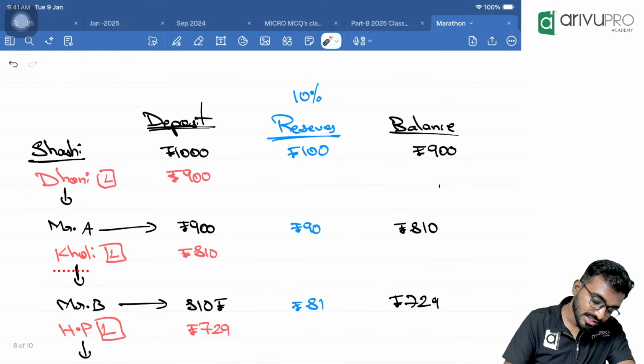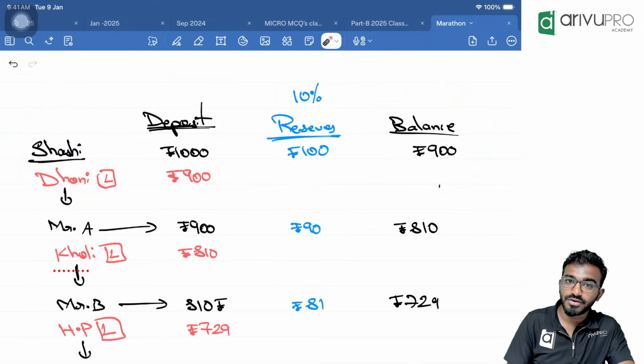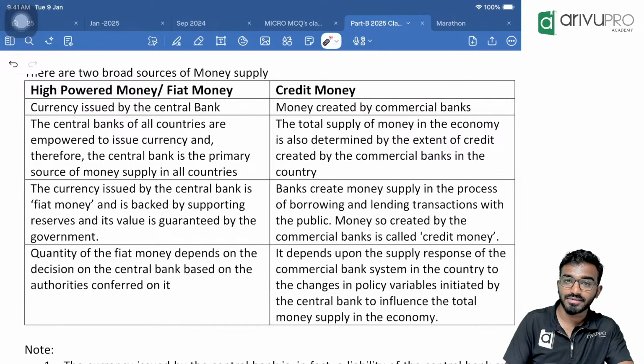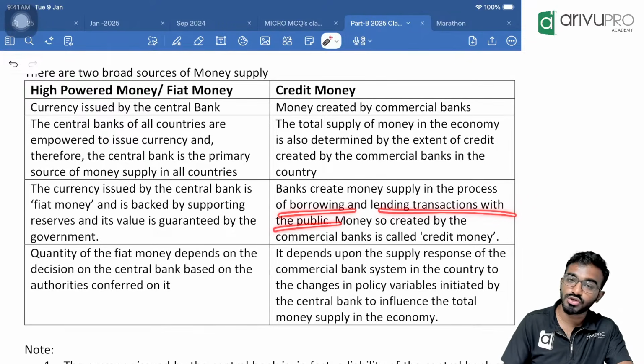At the moment, just understand the first two scenarios, the Shashi uncle and Dhoni uncle examples. At any point of time, the bank's assets will be lesser, but the bank's liability will be greater. So this is the credit money concept, money created by the commercial bank. Clear? So there are mainly two sources of money supply. One, the central bank source. The second one is the commercial bank source, in the form of credit money in the process of borrowing and lending transactions with the public.